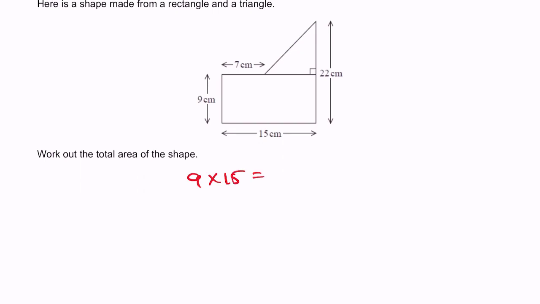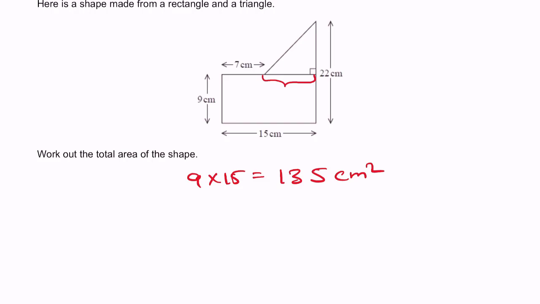It's a calculator paper, so don't waste your time doing the calculations. Make use of the calculator. Centimeters squared. Then the area of the triangle. Now we don't know what the base of the triangle is, so we need to work out the missing length of the base, and also the height possibly as well.